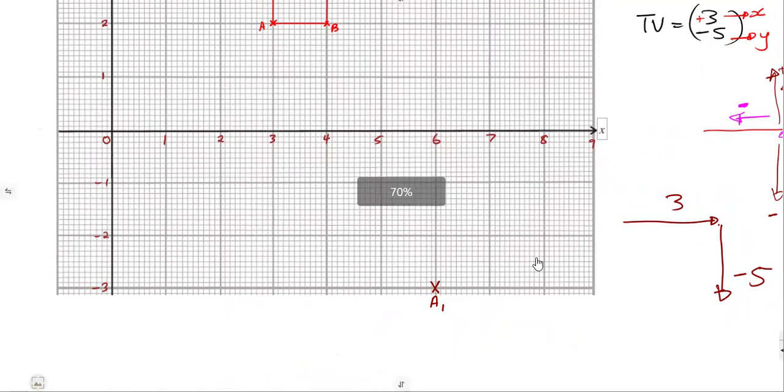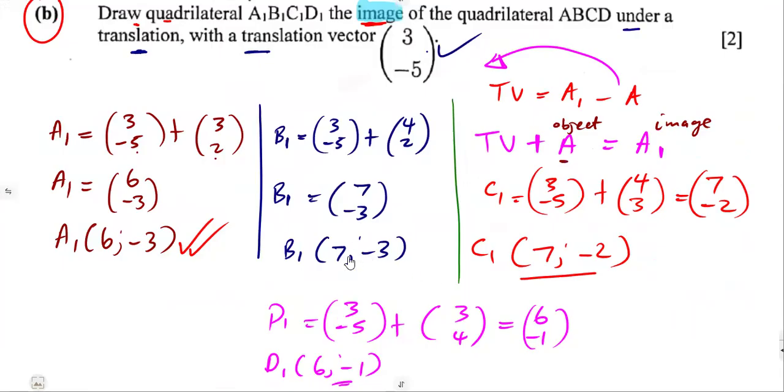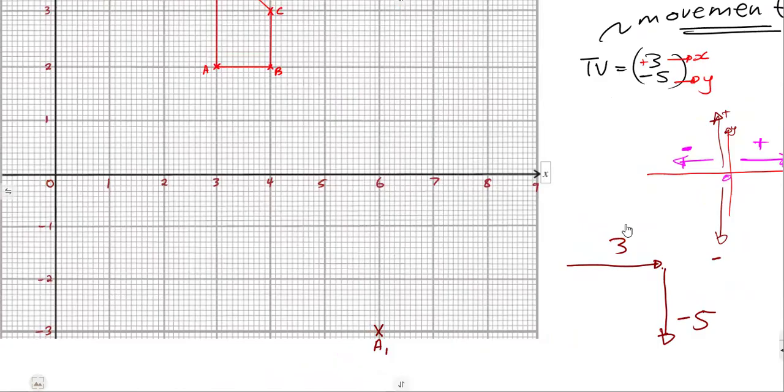Okay, let's prove with B. So for B, we must have the same answer as this one, 7 minus 3. Okay, let's see. That is our B. So remember our vector, 3 minus 5. So we're going to move to the right, then go down. So from B, let us move 1. Okay, so it's going to be 1, which is 1 box, 2, 3. Okay, so we have moved 3 going to the right in the X. Then in the Y, our main units, 5 units going down. So let's count 1, 2, 3, 4, 5. We are at this point, 7 and -3.